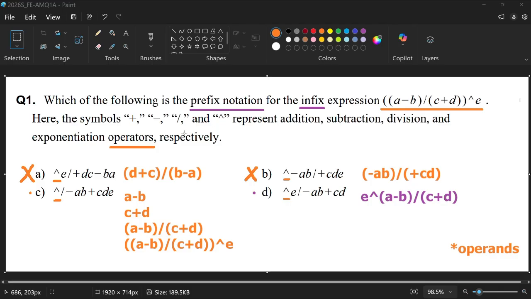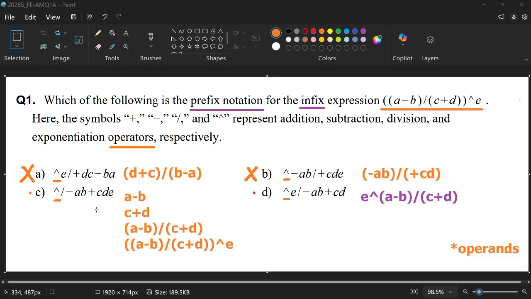Question number 1 of the PhilNITS FE morning portion of the exam. In this question, we are being asked which of the following is the prefix notation for the infix expression (a minus b) divided by (c plus d) raised to the e. Here, the symbols plus, minus, divide, and raised to represent addition, subtraction, division, and exponentiation operators, respectively.